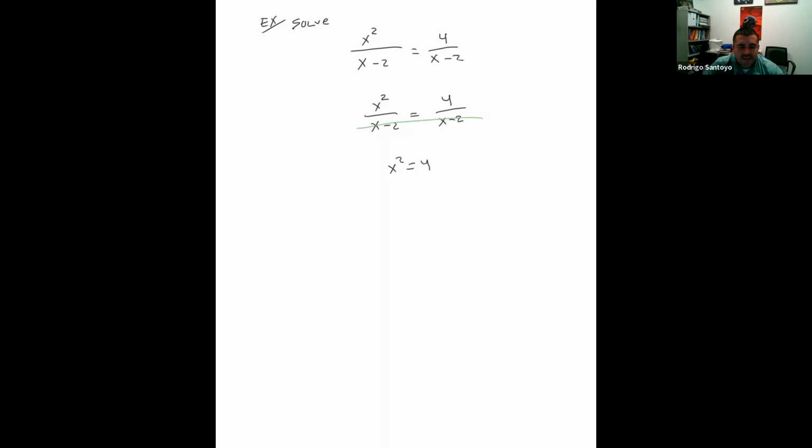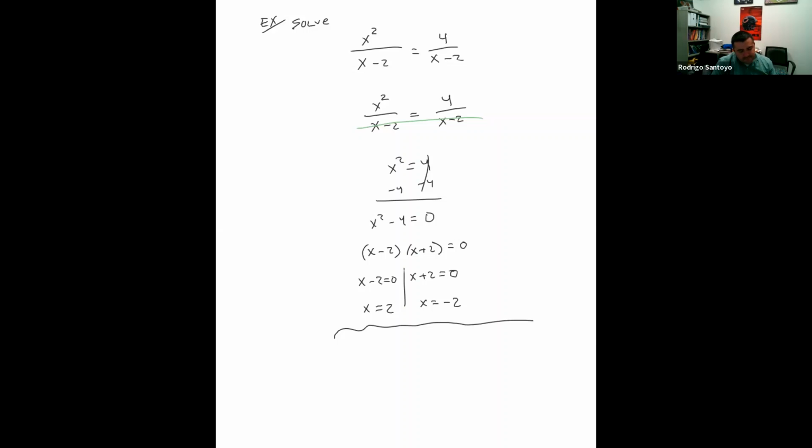All we really have to do is set it equal to 0. Subtract 4, and we get x squared minus 4 equals 0. It should be a nice problem to factor. Do your difference of squares. You should get x minus 2, x plus 2 equals 0. Solving each one, that gives us an answer of 2 and an answer of negative 2. Any questions there?